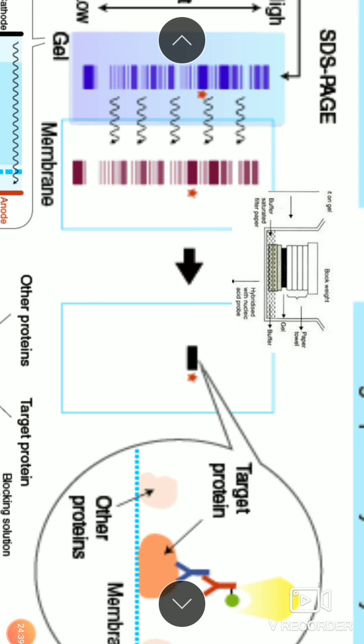On top of the gel, without air bubbles, you put the membrane, and on top of the membrane you put tissue paper followed by the electrode. When the current flows, the protein moves from the gel to the membrane, and once they are transferred onto the membrane, they are ready for something called detection. So in detection there are steps.